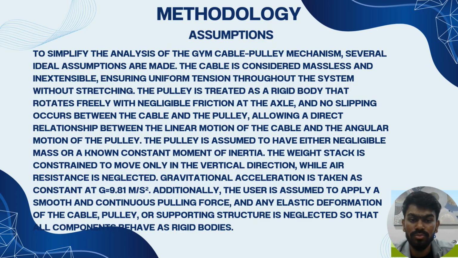The pulley is assumed to have either negligible mass or a constant moment of inertia. The weight stack is constrained to move only in the vertical direction. While air resistance is neglected, gravitational acceleration is taken as constant at g equals 9.81 meters per second squared. Additionally, the user is assumed to apply a smooth and continuous pulling force, and any elastic deformation of the cable, pulley or supporting structure is neglected so that all components behave as rigid bodies.